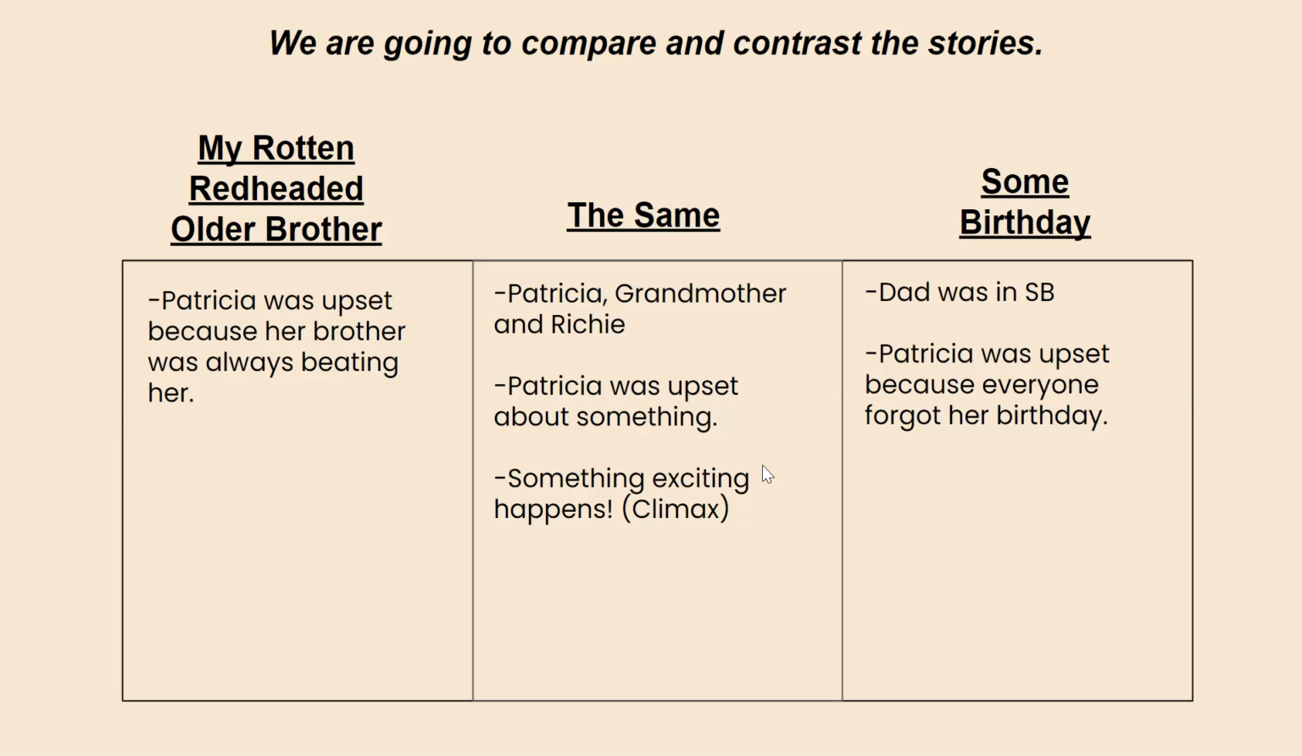So once again, I go into each category. The exciting thing that happened in My Rotten Redheaded Older Brother was that she falls and hits her head. That's that big moment where she's riding that merry-go-round over and over and over, and she gets off, she gets dizzy, and she falls and hits her head. That's the most exciting part.